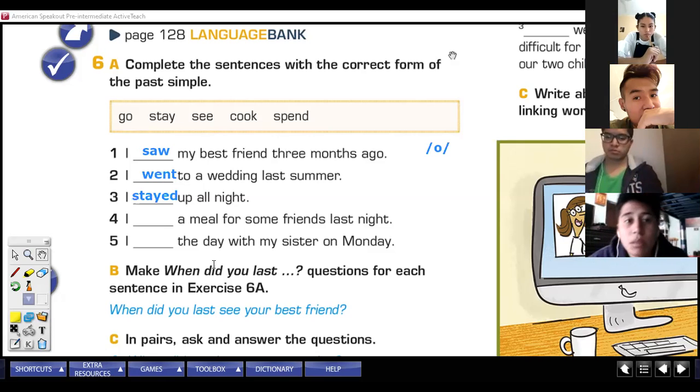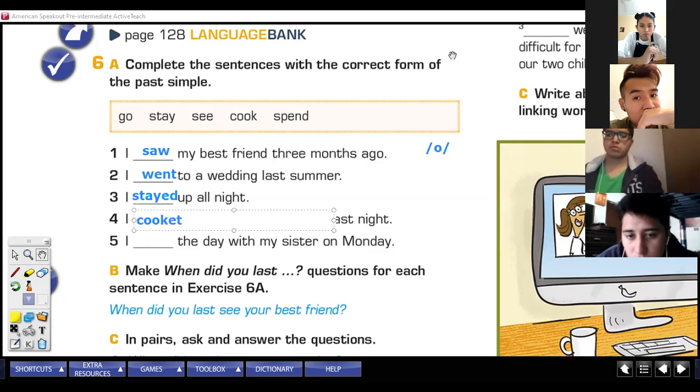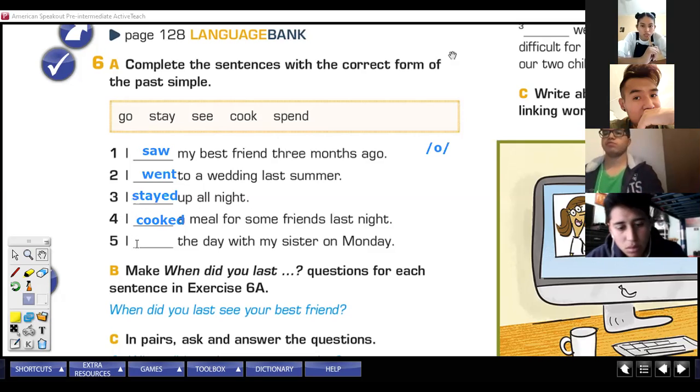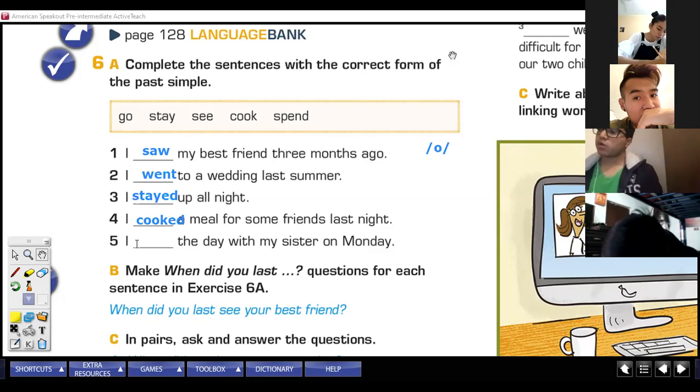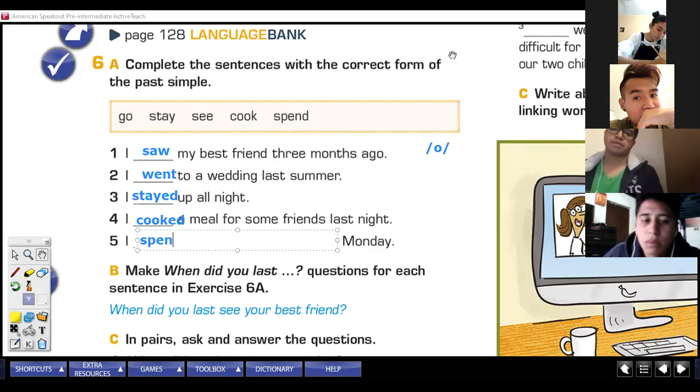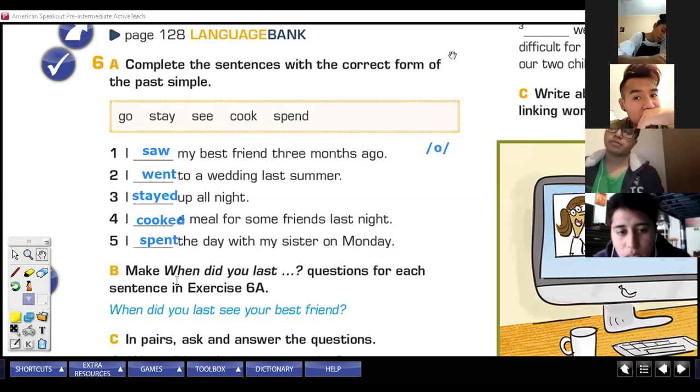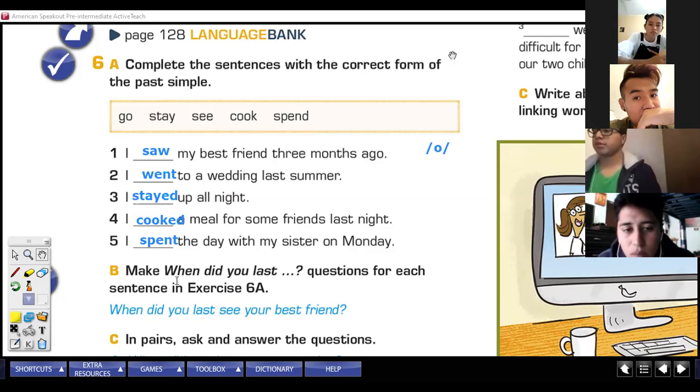Go ahead. I cooked. Cooked with T. Cooked. Ah, cooked. Continue. A meal. Try to read the whole sentence. Pablo Rojas, number 5, please. I spent the day with my sister on Monday. Good pronunciation. I spent the day with my sister on Monday.